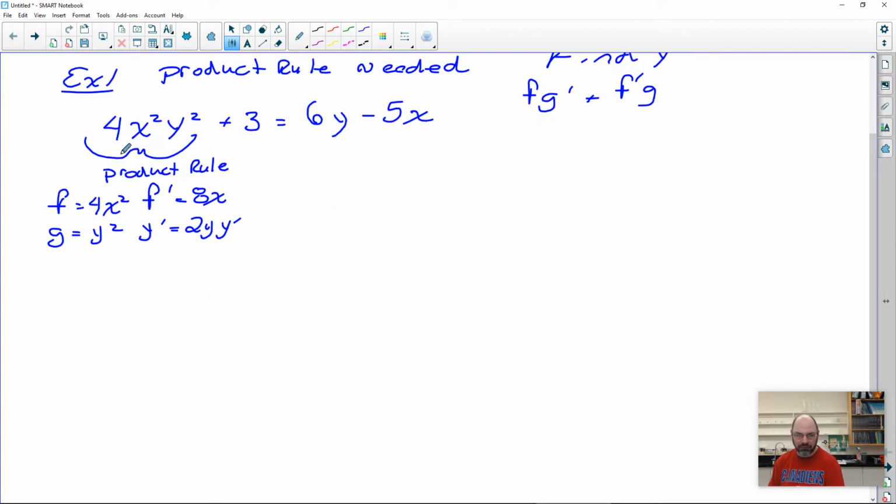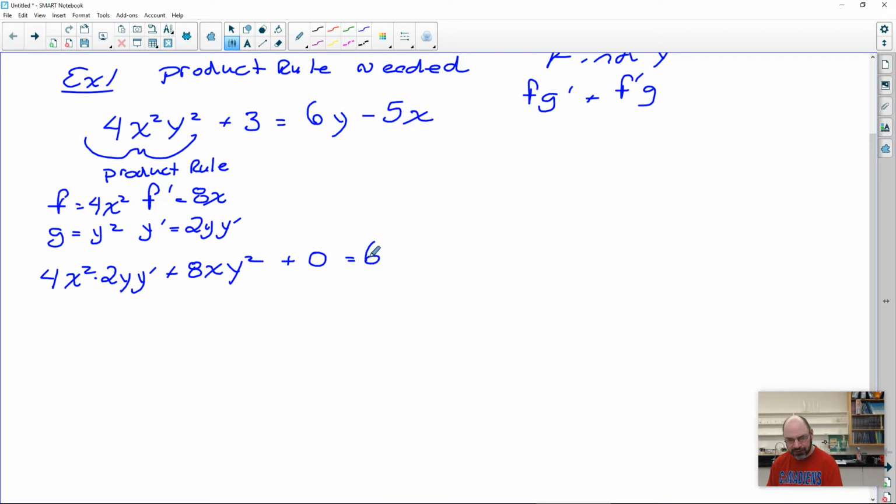Okay, so some people will just do the product rule in their head and not write this out. They'll just write it out like I'm going to write it out here. They'll go, okay, f is 4x squared, and then they'll go, okay, then g prime is times 2y, y prime, plus they'll go f prime is 8x, and then they'll go g, which is y squared. There is your product rule, plus the derivative of 3, which is 0, equals the derivative of 6y.